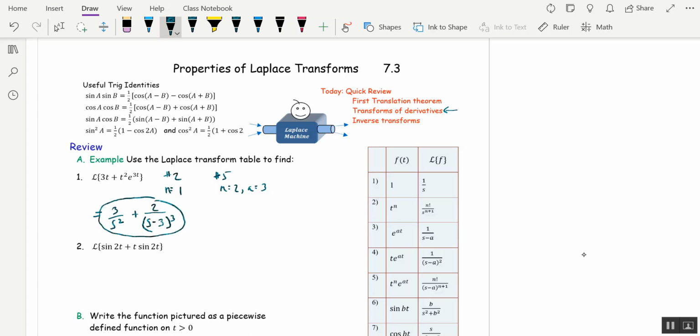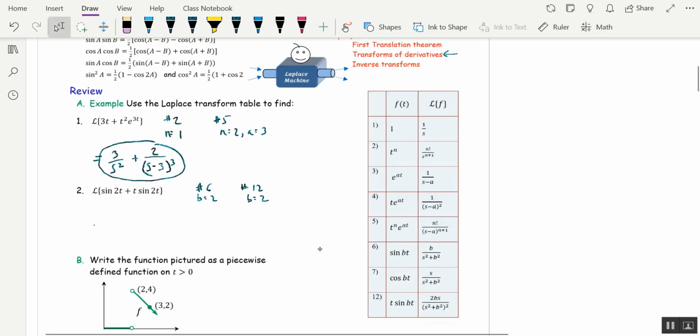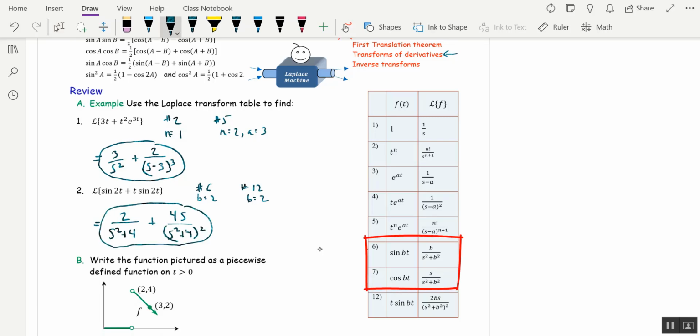Okay, next one, I want to use formulas 6 and 12. So number 6, b is 2, and number 12, b is also 2. And so just by reading those formulas, this is 2 over s squared plus 4 plus 4s over (s squared plus 4) quantity squared. Notice the difference between formulas 6 and 7. One has a b on top and one has an s on top. You'd think sine would have an s on top since sine starts with an s, but it's actually cosine.